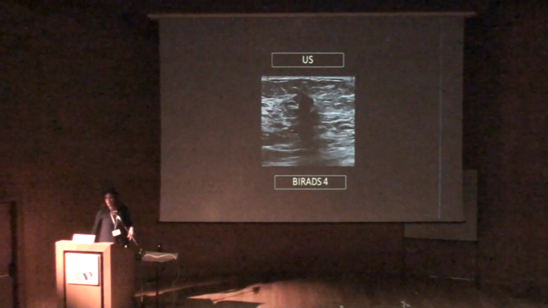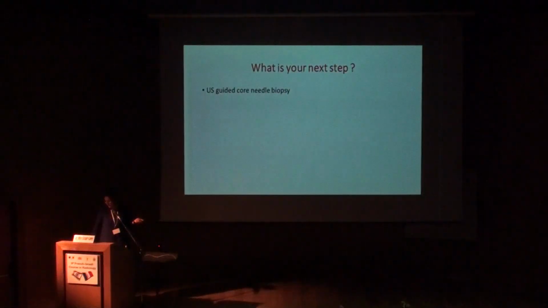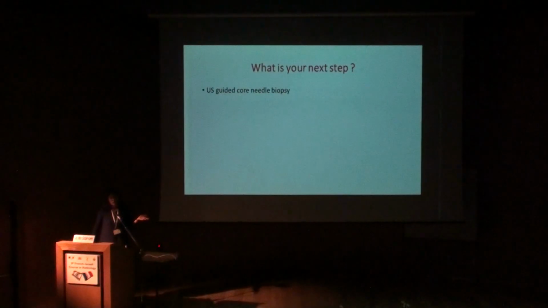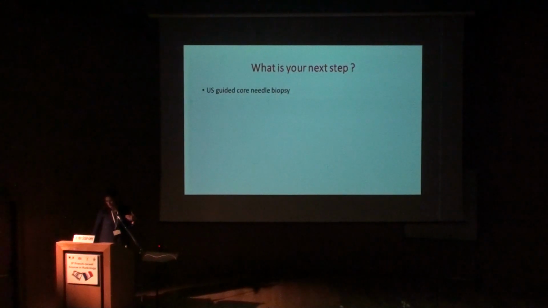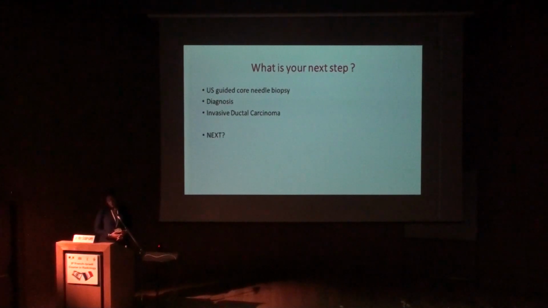So what are we going to do? Biopsy. The biopsy is image guided and ultrasound guided, which is the most convenient way to do a biopsy, and it is usually a core needle biopsy. We are using a 14-gauge needle, and the diagnosis was invasive ductal carcinoma. Okay. So, are we going to do anything else?